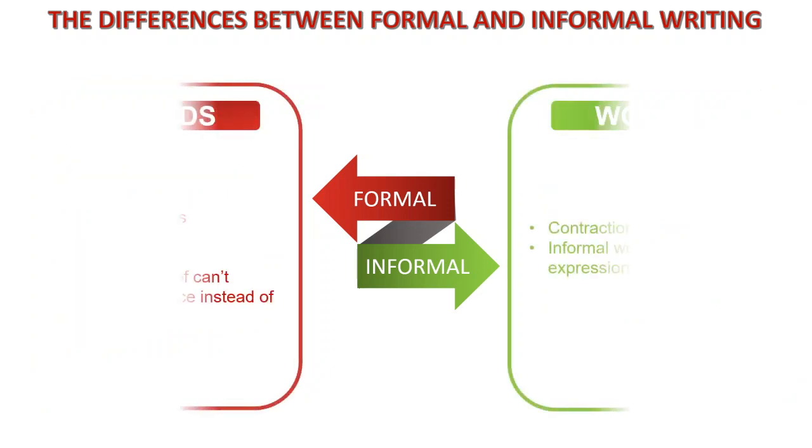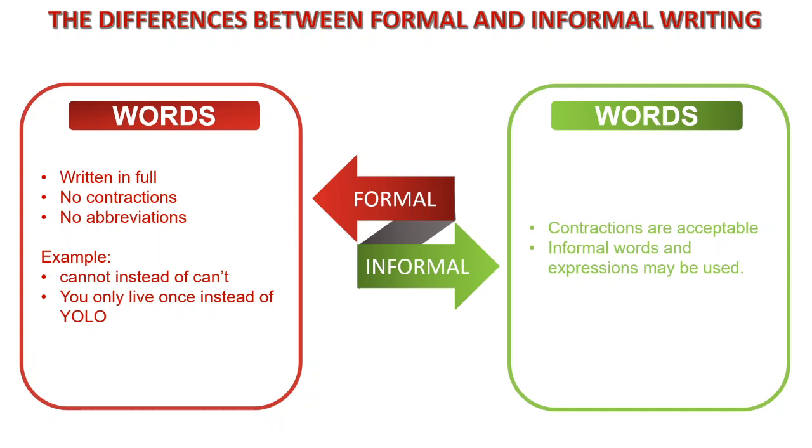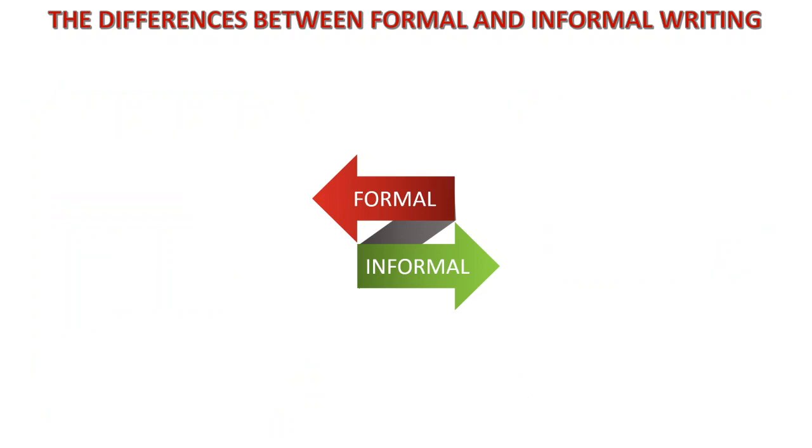In a formal letter, we will write our words out in full. No contractions or abbreviations are allowed. You will therefore write "cannot" out in full instead of using "can't." Note that "cannot" is one word. In informal writing, contractions are acceptable and informal words and expressions may be used. But since you are being assessed on your language use and conventions, I will still suggest that you limit these expressions even in an informal letter.